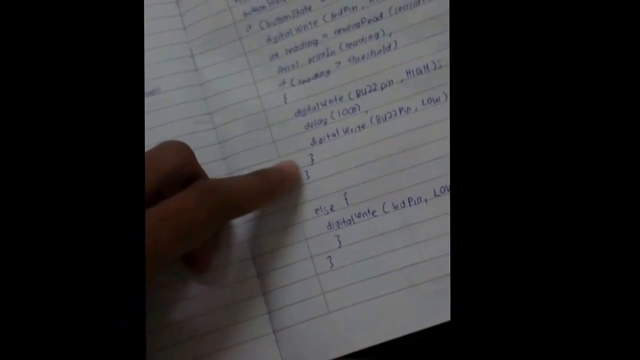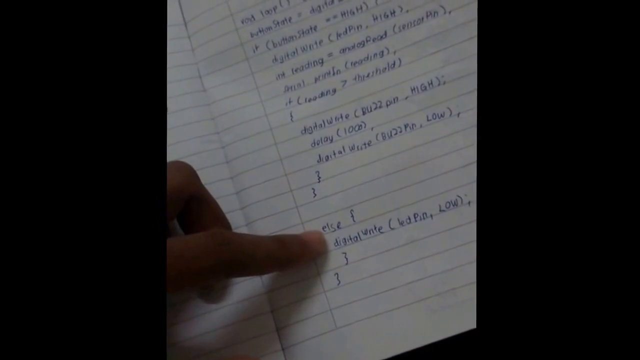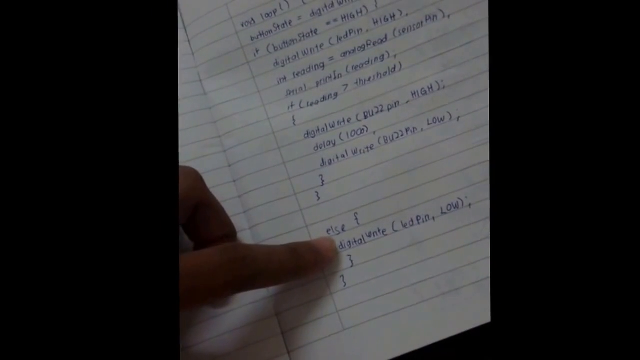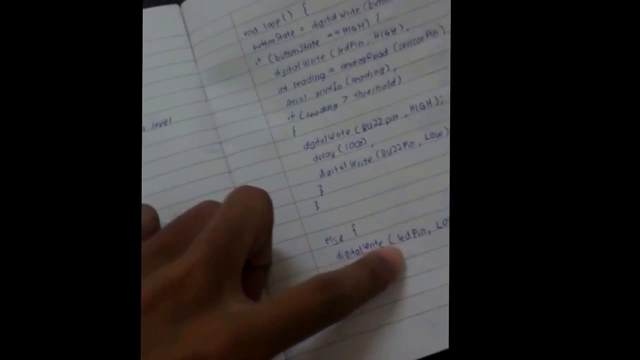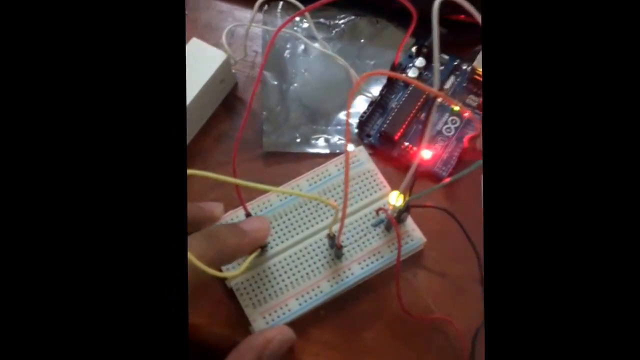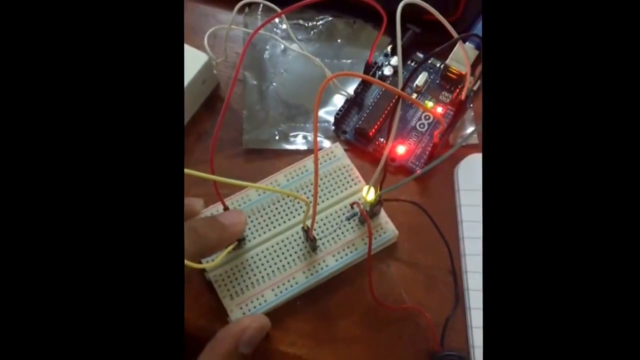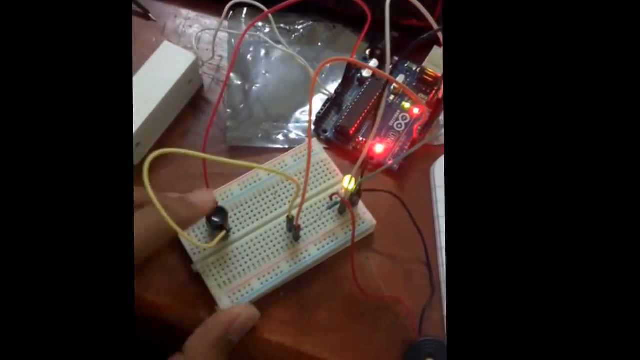So then we will go outside the loop, and the digital write will make the LED pin turn off if we turn off the push button. So that's all for me.